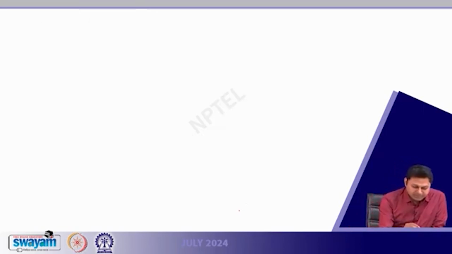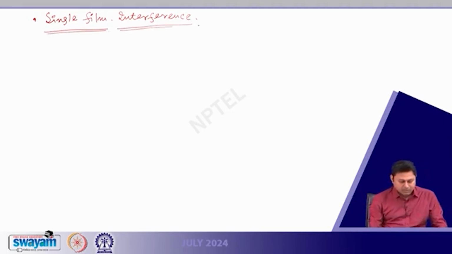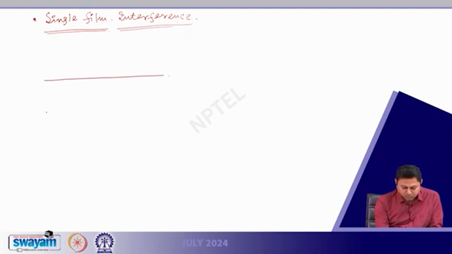Okay, so this is single film interference, interference due to a single film. In order to find the path difference, I need to draw it once again. So let me draw exactly the same figure.